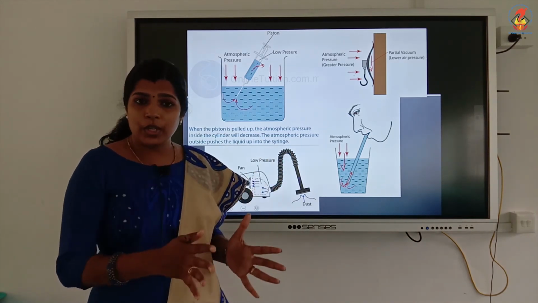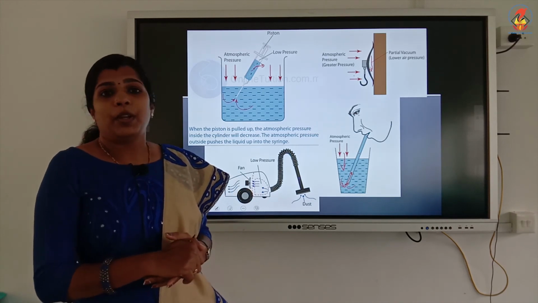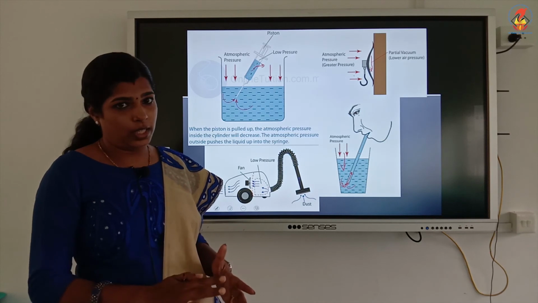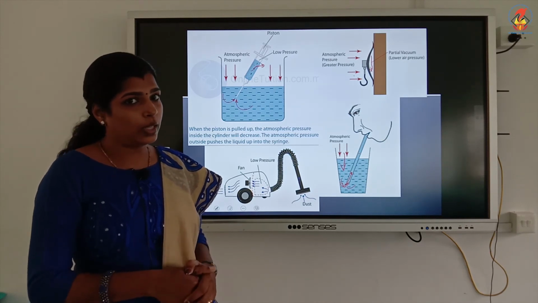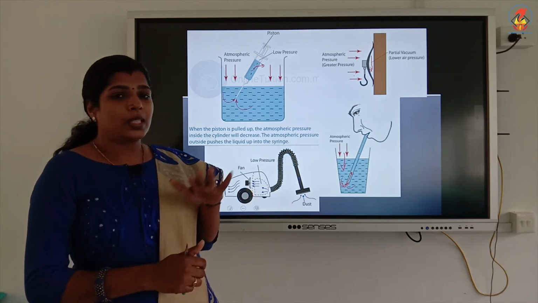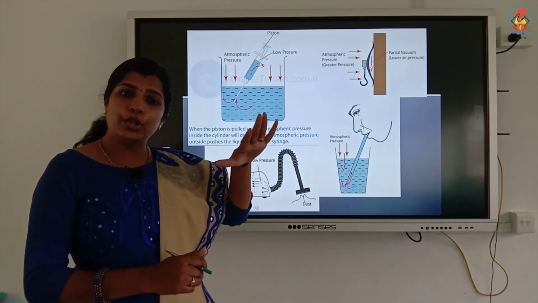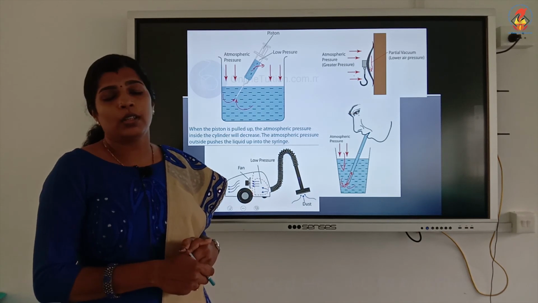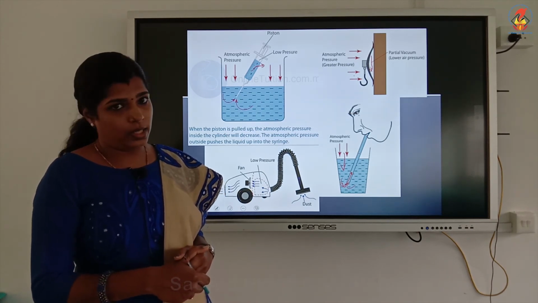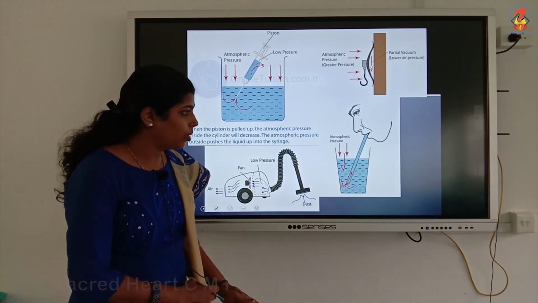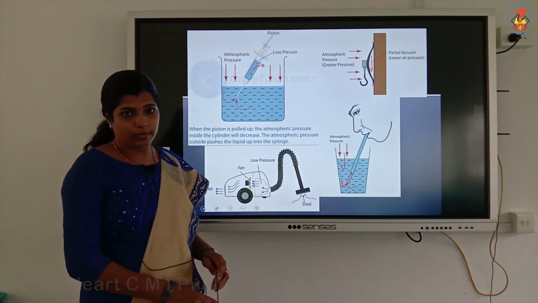So, atmospheric pressure is the pressure exerted by the air due to its weight. That is known as atmospheric pressure. The maximum value is at sea level. As we go to higher altitudes, the pressure will decrease. So, that is about atmospheric pressure.